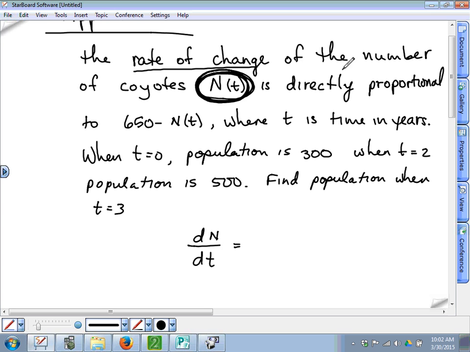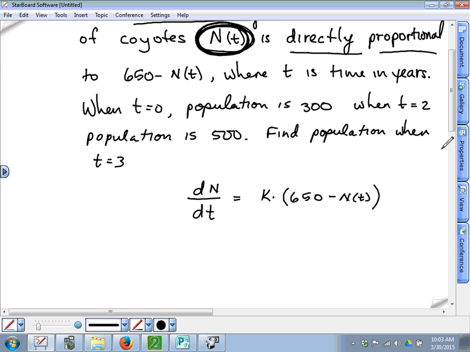Now, you've seen this, or I've told you about this before. The rate of change is directly proportional. There's two types of proportionality, indirect or direct. So this would be k times this value right here, 650 minus n. This is the constant, like Hooke's Law from your physics class, where k is the spring constant.